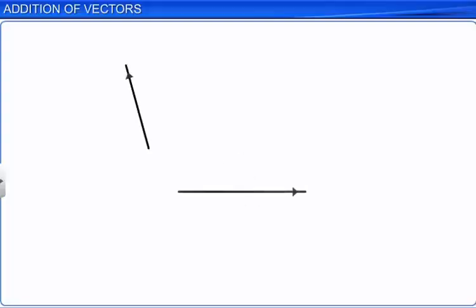Consider two free vectors, A and B. To add the given vectors, A and B, we shift one of the vectors without changing its magnitude and direction, such that its initial point coincides with the terminal point of the other vector.